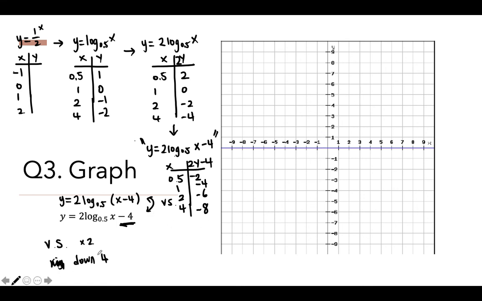Okay, so let's graph them. So we have a vertical asymptote at 0. And 0.5 is at -2. At 1 is -4. At 2 is -6. And 4 is at -8. And the graph looks like this. So it kind of makes sense because it went down 4 steps and it has been stretched vertically by 2.